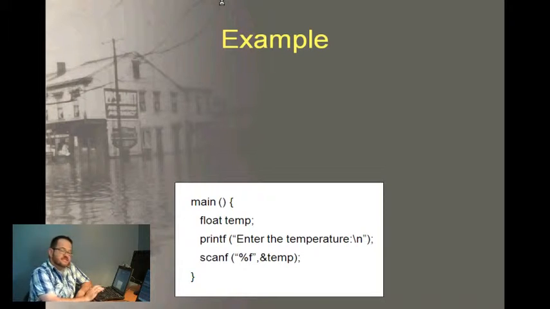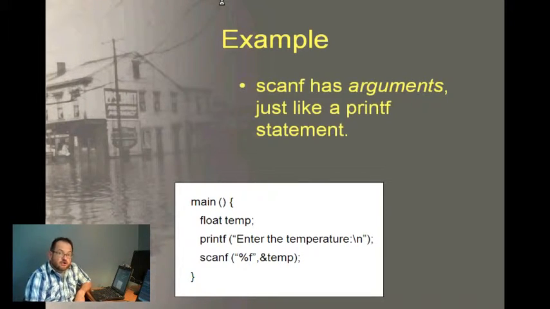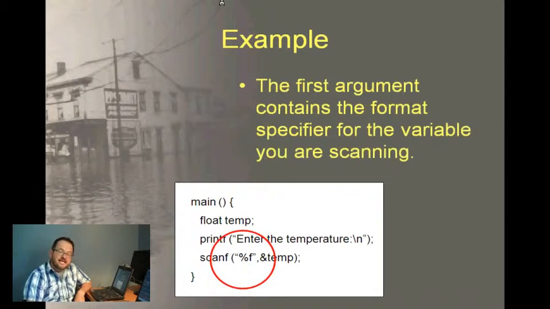And then I'm using this scanf function here. Scanf is a function. It has arguments, pieces of information that it needs in order to work. In this case, it has two arguments that it's going to need. The first argument contains the format specifier of what you're trying to read. In this case, because temperature is going to be a floating point number, our first argument is %f, because we need this information that's coming in to be in a floating point format.